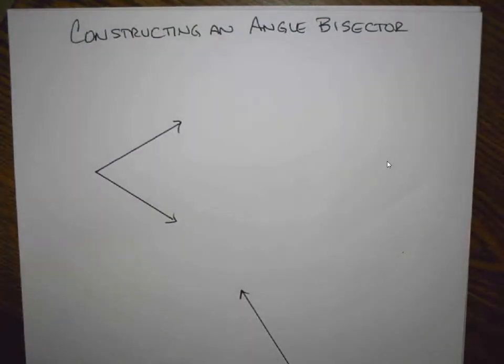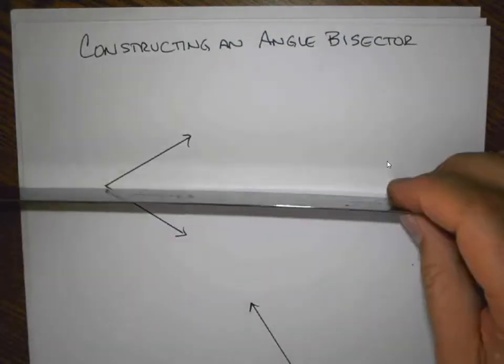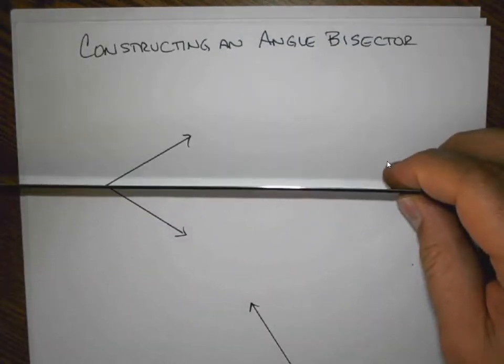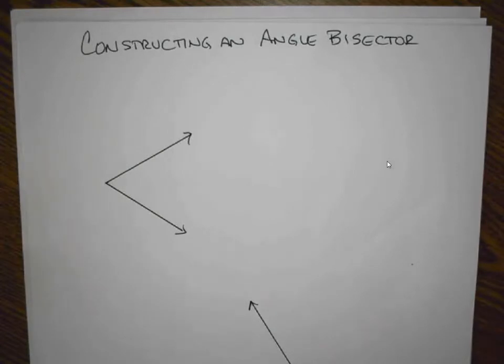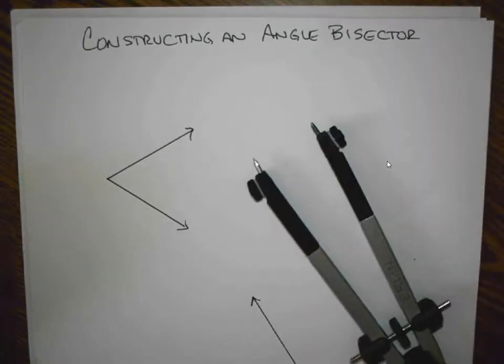In this lesson we'll be constructing an angle bisector. As it sounds, an angle bisector cuts in half, or bisects, an angle. So in concept what we're looking for is the ability to take this angle and find exactly what will cut it into two equal angles. To do this we'll use our traditional construction tools, a compass and a straightedge.